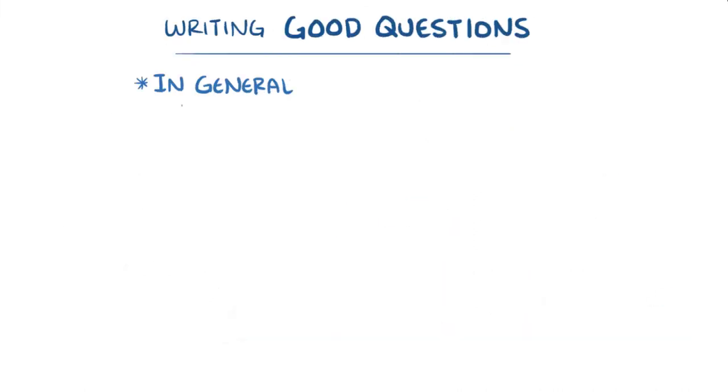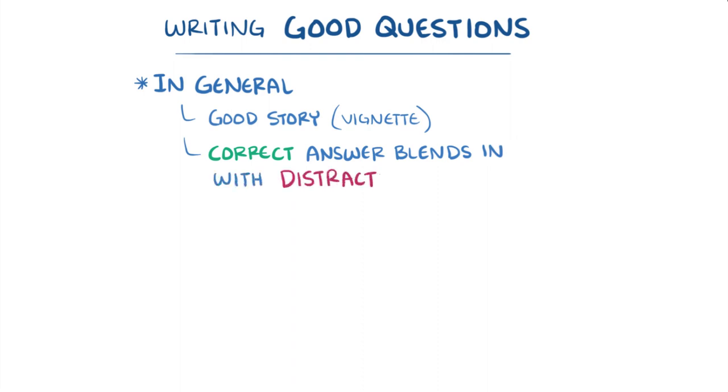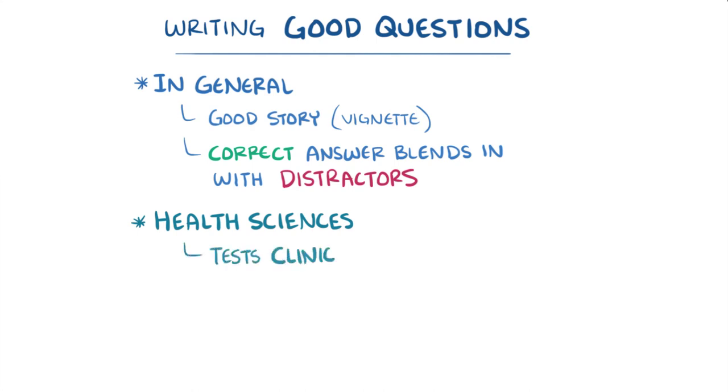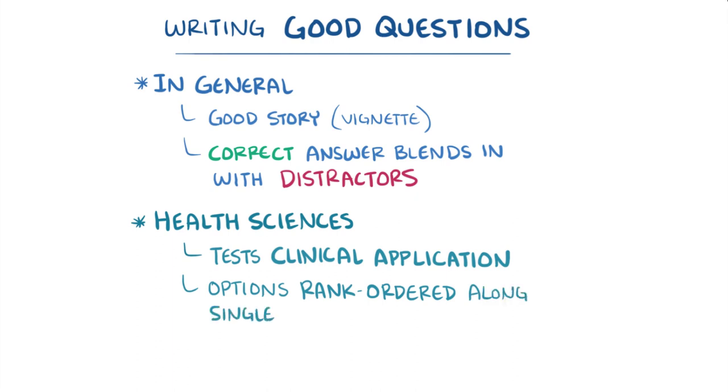Okay, as a quick recap, writing good questions in general can be done by making sure that you have a good story, or a vignette, and that the option set is well written, so that the correct answer blends in with the distractors. For health science questions in particular, it's important to make sure that the question tests a specific clinical application of knowledge, with options that can be rank ordered along a single dimension, rather than testing recall of isolated facts.